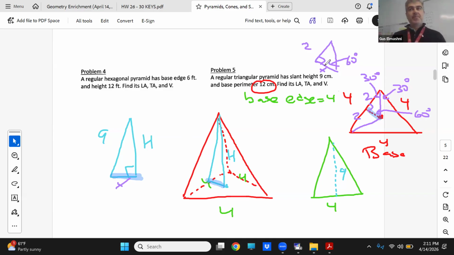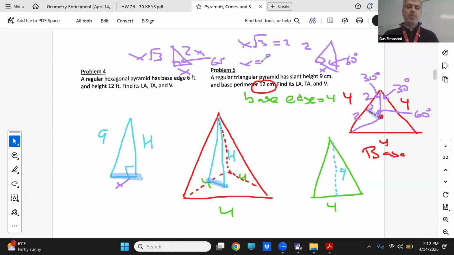You could use trig if you want, or you can use your ratios. Remember the ratios? X, 2x, and x root 3. Remember that? The 2 lines up with which side? It's opposite 60. Correct. So X equals 2 root 3 over 3.